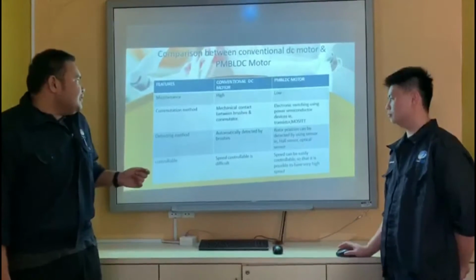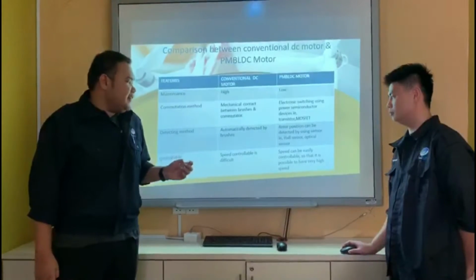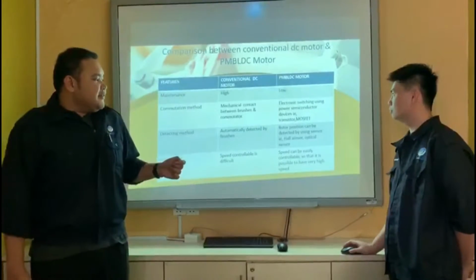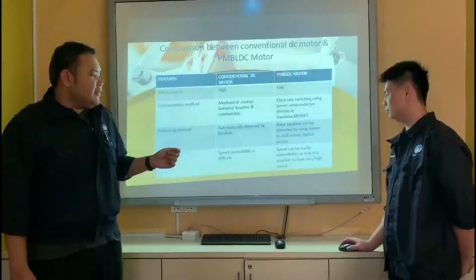For controllability, in the conventional DC motor, speed control is difficult. For the PMBLDC motor, speed can be easily controlled, so it is possible to have very high speed.